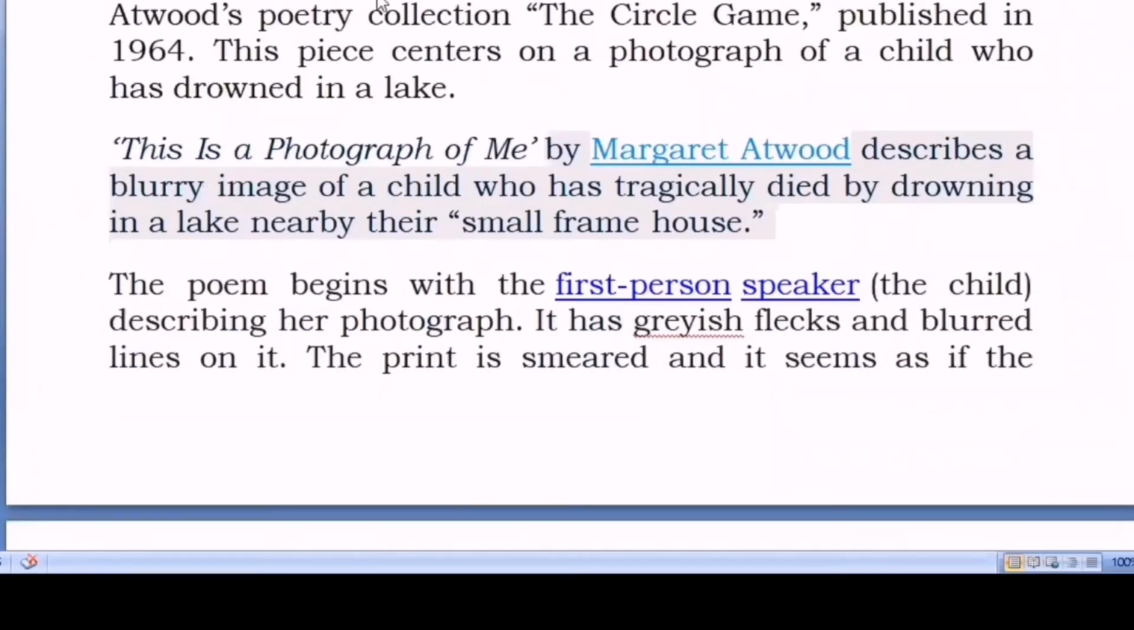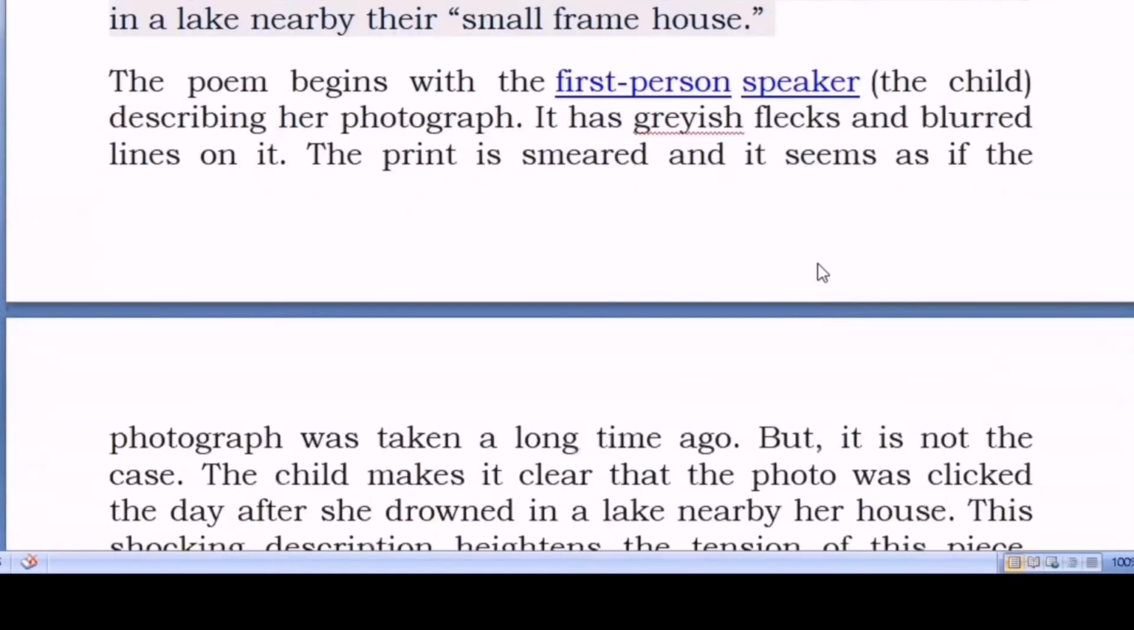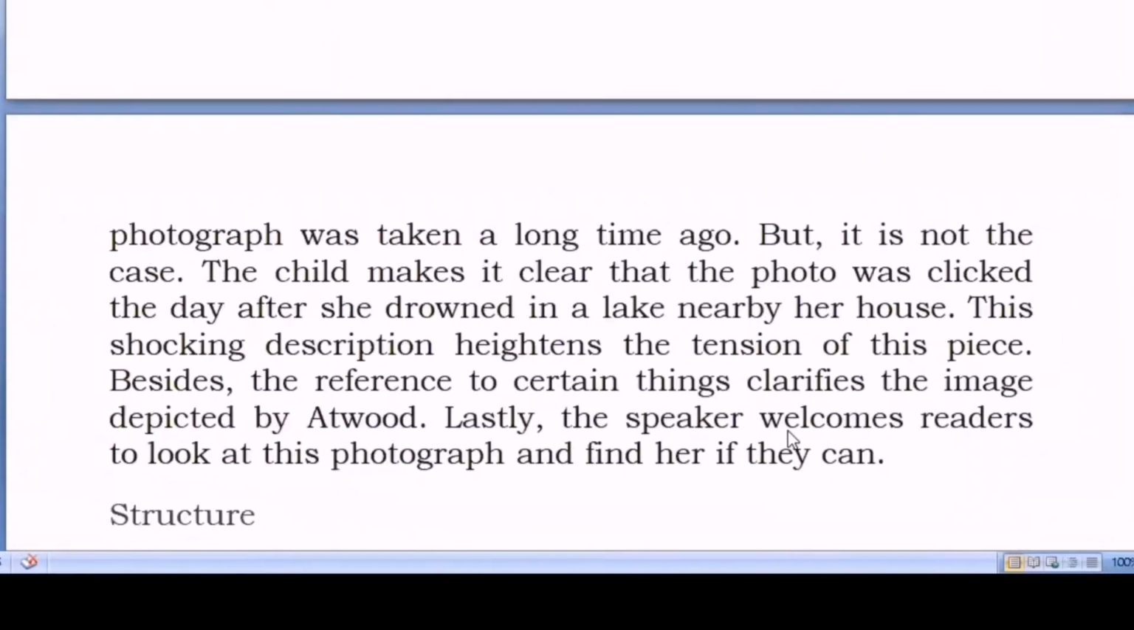"This Is a Photograph of Me" by Margaret Atwood describes a blurry image of a child who tragically dies by drowning in a lake nearby their small frame house. The poem begins with the first person speaker, the child, describing her photograph. It has grayish flecks and blurred lines on it, and the print is smeared, and it seems as if the photograph was taken a long time ago. But it is not the case.